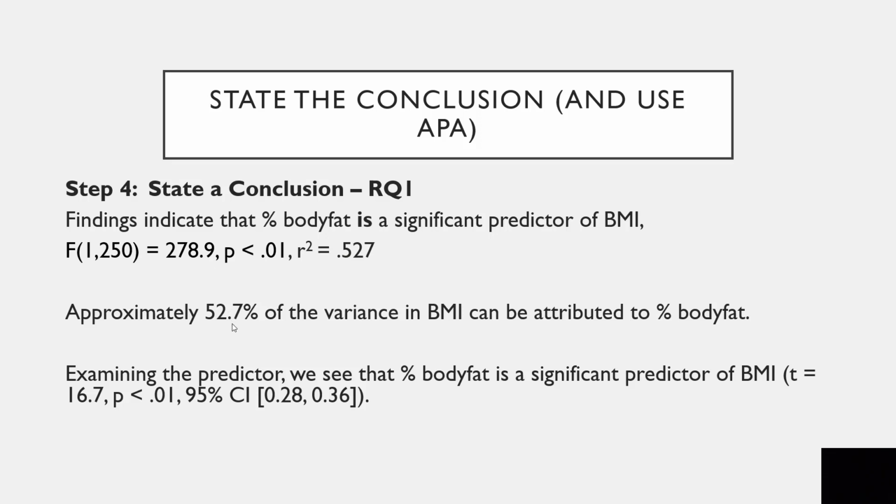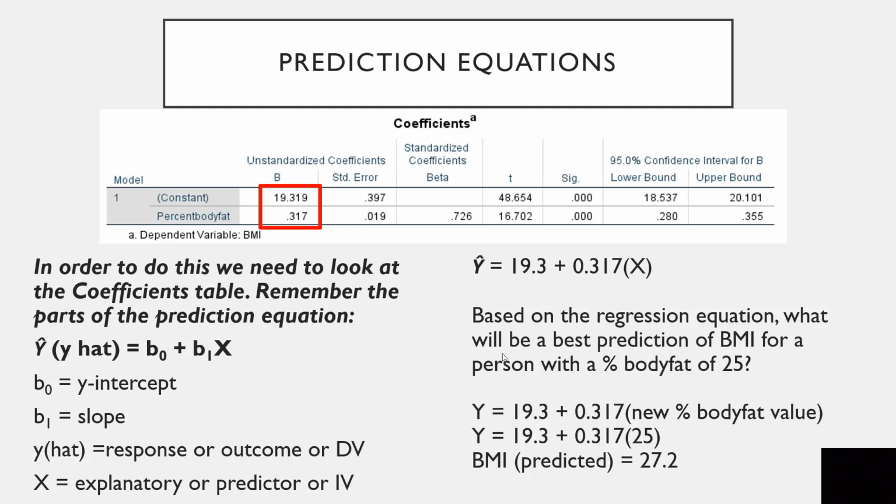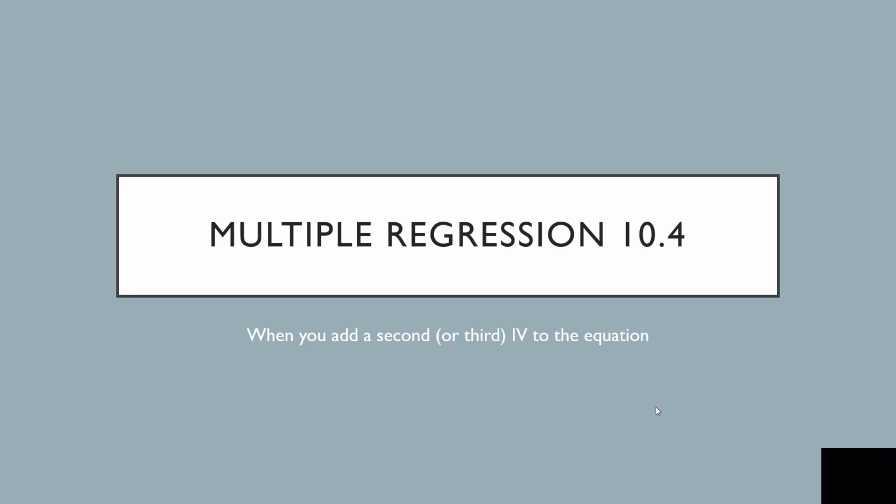Approximately 52.7% of the variance in BMI can be attributed to percent body fat. Examining the predictor, we see that body fat is a significant predictor of BMI, and we give our T statistic and our confidence interval. And then we can write out our prediction equation and calculate for any new X. We can find out the BMI. Okay, so that was quick, but now we're going to go into multiple regression.